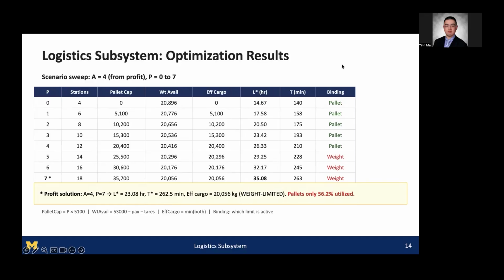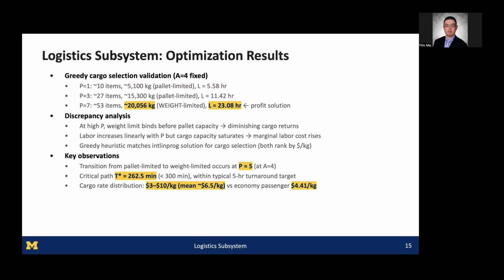Sweeping P from 0 to 7 with A fixed at 4, pallet capacity bounds below P equals 5, and the weight limit bounds above. At the profit solution P equals 7, we load about 20,000 kilograms of cargo at about 23 labor hours, but the pallets are only 56% utilized. The greedy heuristic matches a linear program at all tested pallet counts. Beyond P equals 5, labor keeps growing, but cargo is saturated at the weight limit.